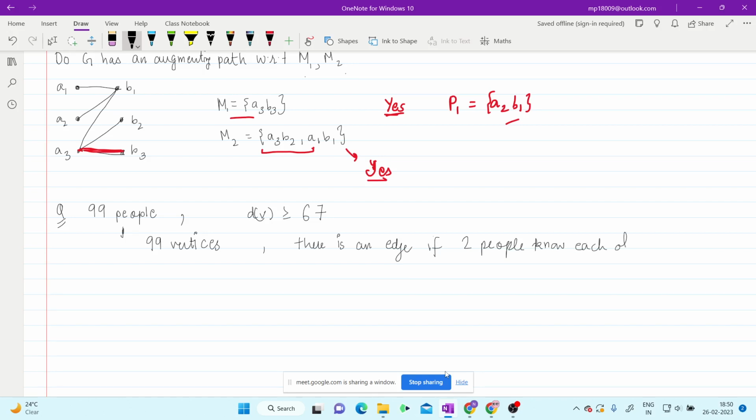Now if we want to convert this into a graph theory problem, we have 99 vertices, and the degree of each vertex is greater than or equal to 67. Now we want to show that there are 4 vertices which are connected with each other, that there exist some 4 vertices which are connected to each other.